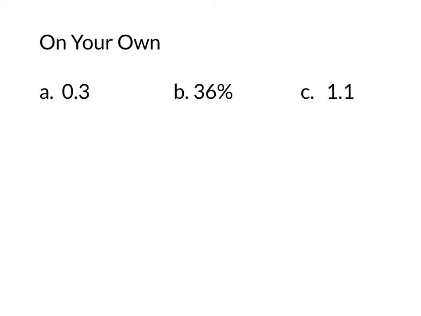So this one you're going to do on your own. You have A is 3/10, B is 36%, and C is 1 and 1/10. So what I want you to do, the decimal you convert it into percent, and the percent you convert it into decimal.